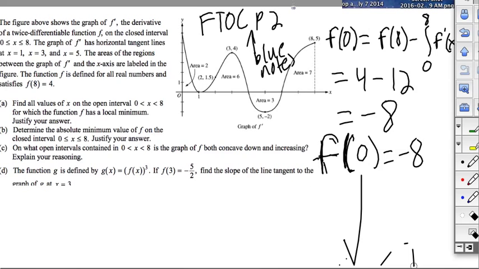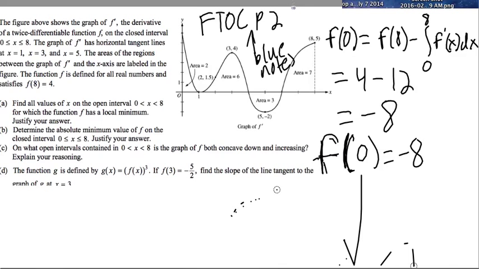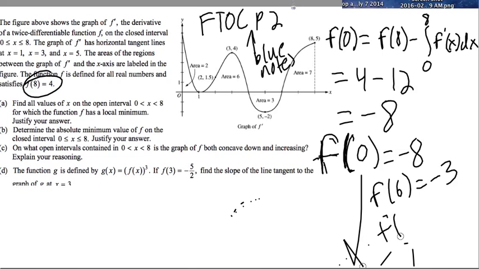And now it's pretty obvious that since we know f of 6 and we're going to add on all of this area to find f, I'm sorry, never mind. Here's what we know. F of 8 is our other endpoint. So we know f of 0 is negative 8. We know that f of 6, which is the local minimum, if memory serves, was negative 3. And then we know f of 8 already. It's given to us. We know f of 8 is 4.